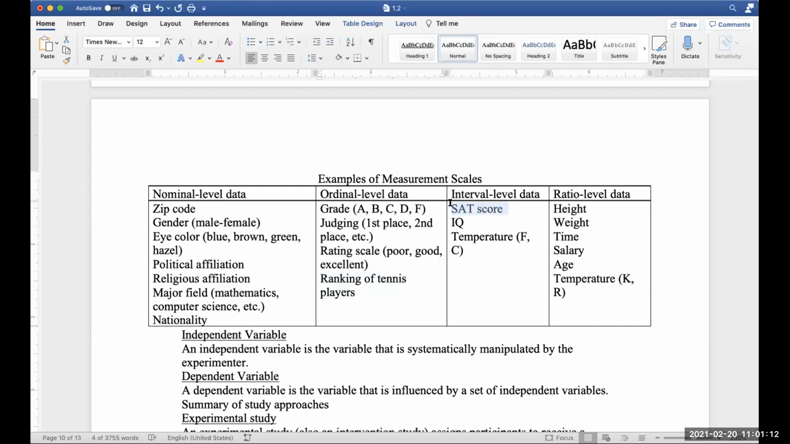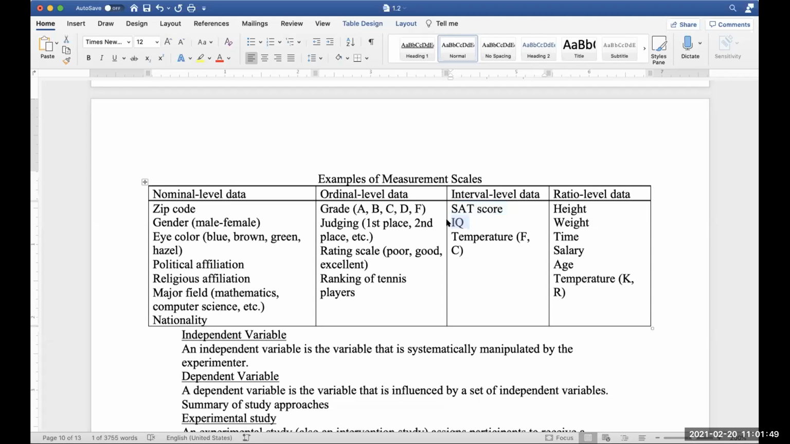SAT score. So interval level measurement. With SAT score, you can certainly take the difference. Your score is 100 points higher than someone else. But an SAT score of 0 doesn't mean that you had no score. As a matter of fact, I think if you answer nothing on your SAT, you have a score of 400, I believe.